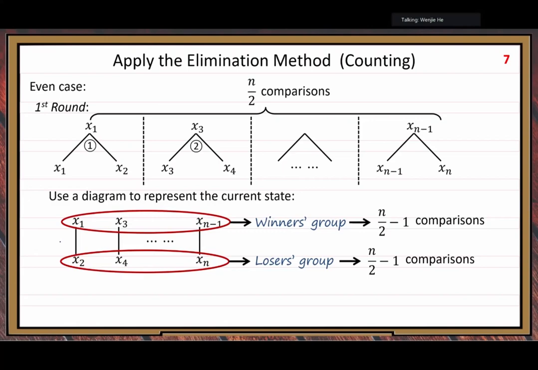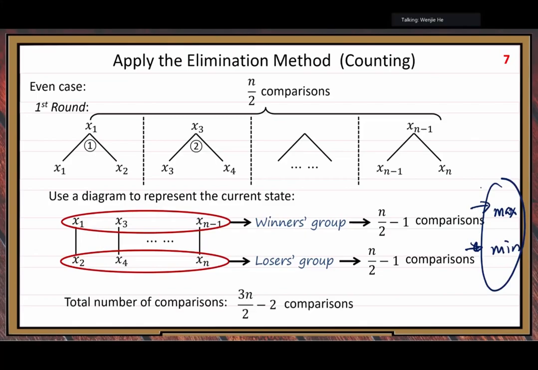After this, we get a max. After this, we get a min. Then we get both the maximum and minimum, right? Then let's calculate the total number of comparisons. Adding these three numbers together, 3n/2 minus 2 comparisons. That's the solution. That's the final solution.